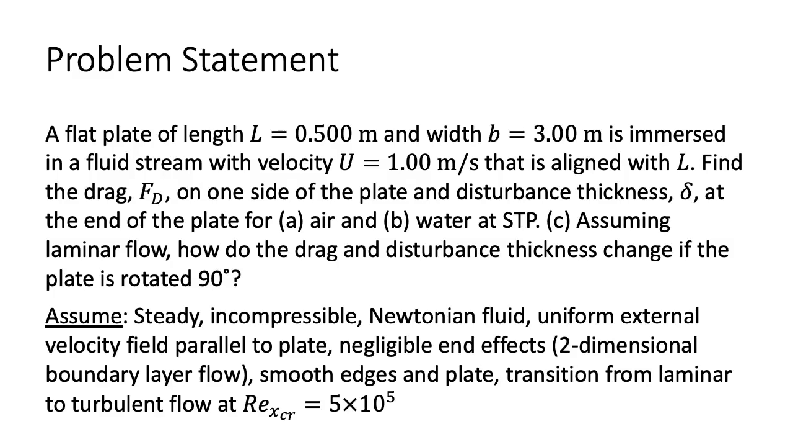Also, we assume that the flow above the plate is uniform and parallel to the plate with negligible end effects. Thus, it can be modeled as a two-dimensional boundary layer. Finally, we assume that the edges of the plate are smooth such that the boundary layer starts as laminar and will not transition to turbulent unless a critical Reynolds number of 500,000 is reached.